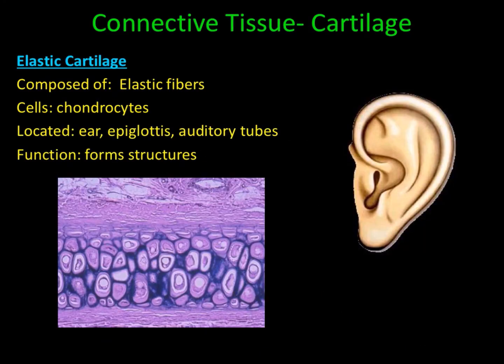And finally, the last type of cartilage is elastic cartilage. Elastic cartilage is very flexible. You can bend it, stretch it, and it will return back to shape. An example of elastic cartilage is the outer structure of the ear.